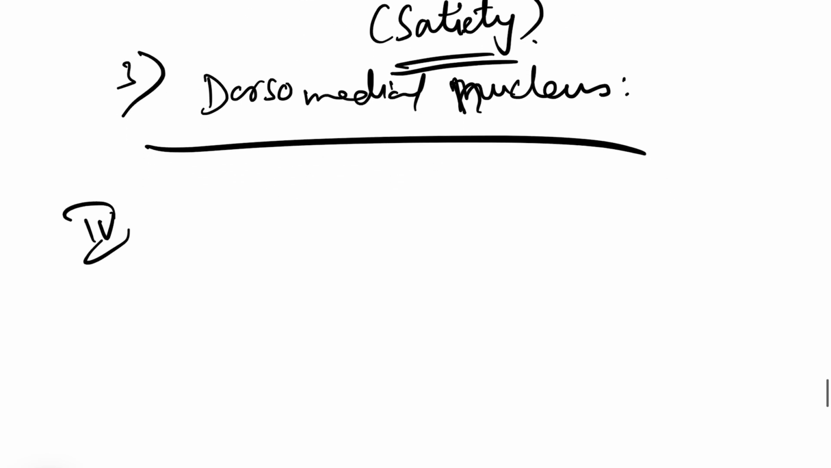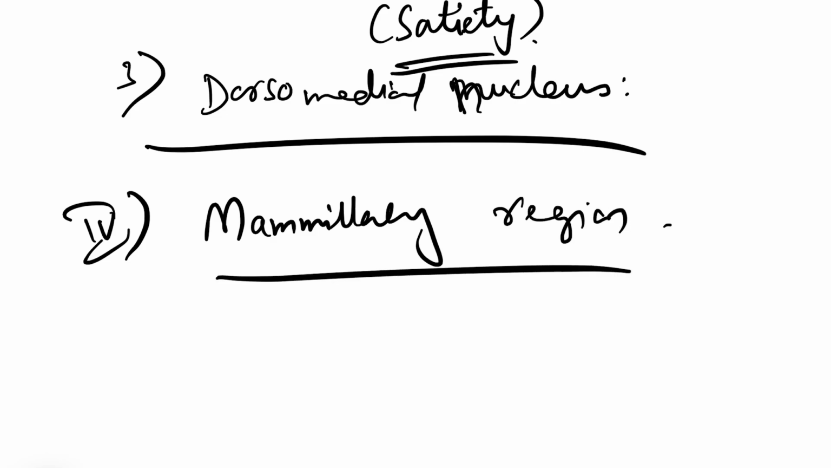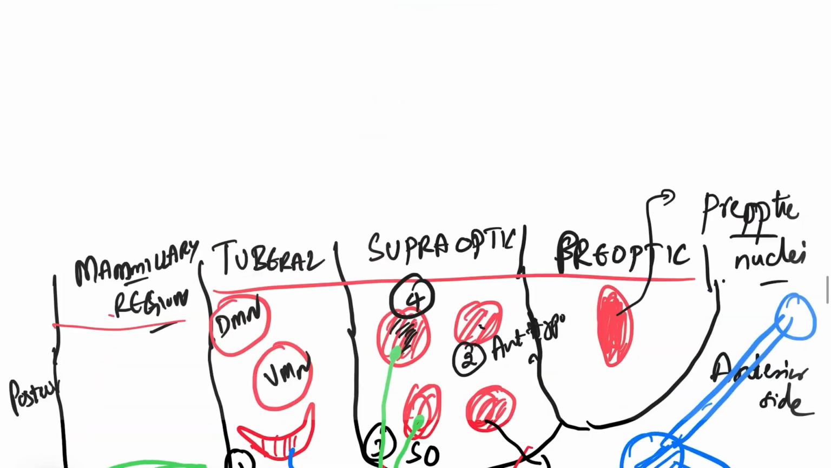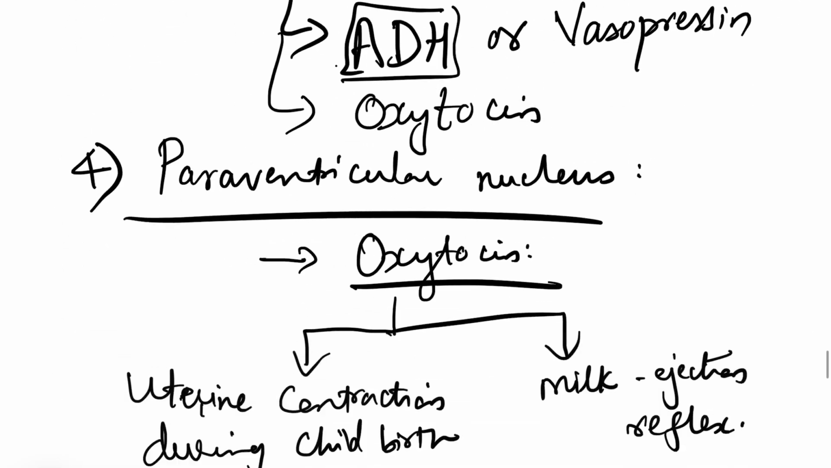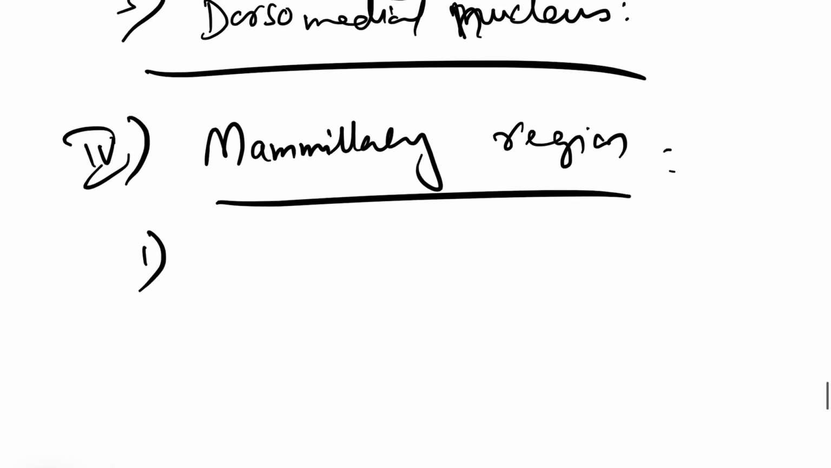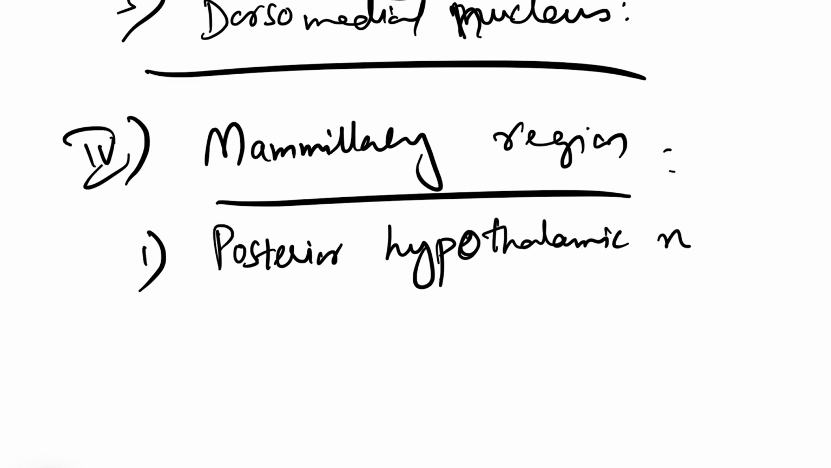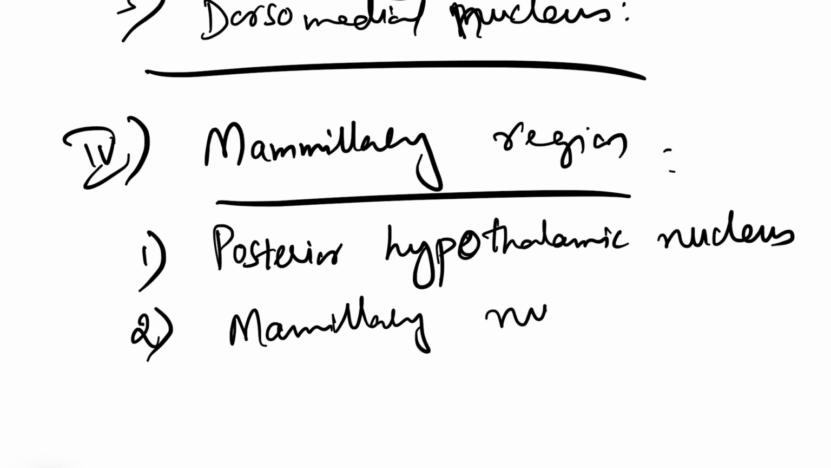Then finally, in the posterior-most part, that is the mammillary region, two important nuclei will be present. What are the two important nuclei? One is the posterior hypothalamic nucleus and the other is the mammillary nucleus, that is, the mammillary bodies. So let us write here: in the mammillary region, we'll find two important nuclei. The anterior hypothalamic nucleus is present in the supraoptic region, then the posterior hypothalamic nucleus, and the second one is the mammillary nucleus.